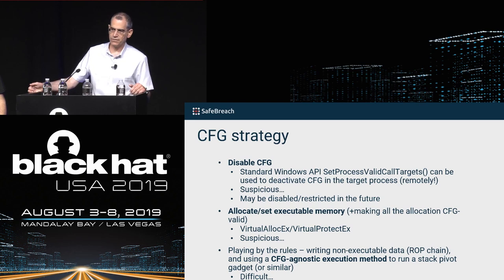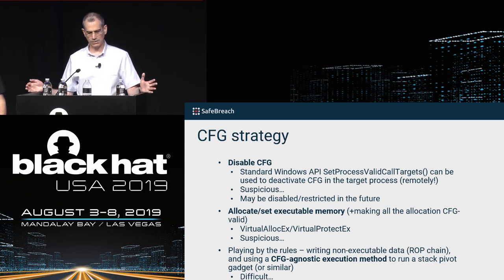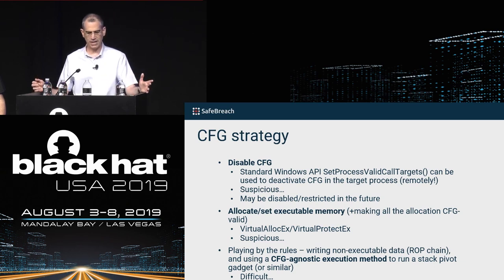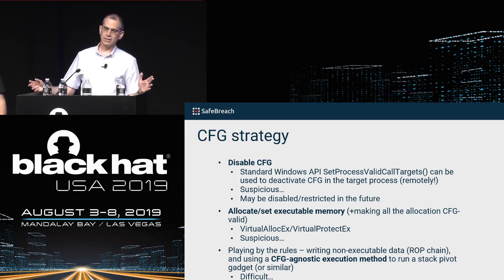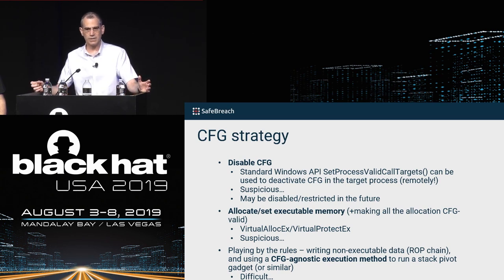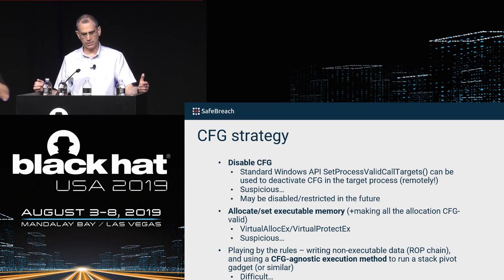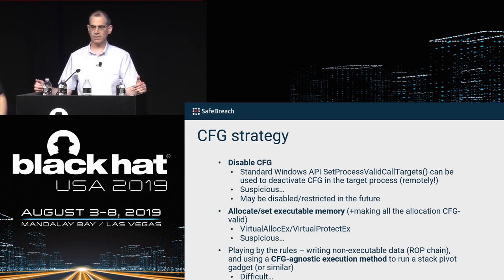With respect to CFG, what we discovered is that there are three strategies for handling CFG. Either the attacker, the malware, disables CFG in the target process, which is possible through a standard Windows API, SetProcessValidCallTargets. However, if you think about it, this invocation is in itself quite suspicious for one process to inflict on another. And also, it may be disabled or restricted in the future by Microsoft because it may be too potent.